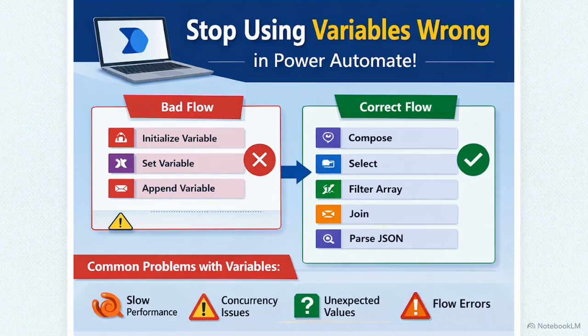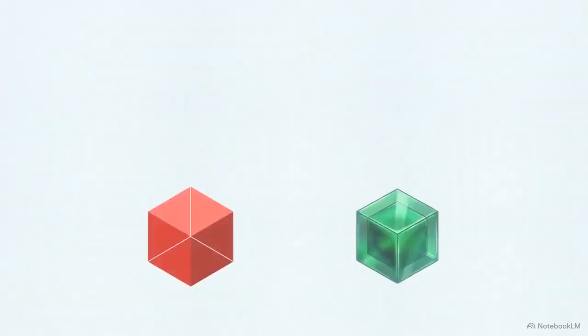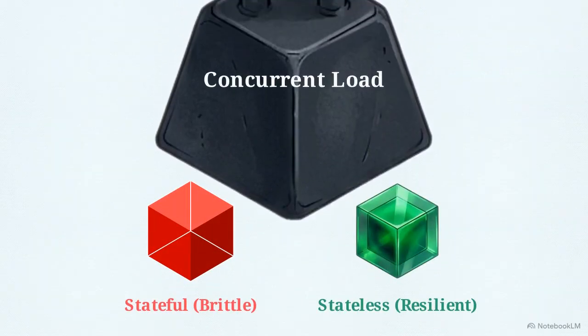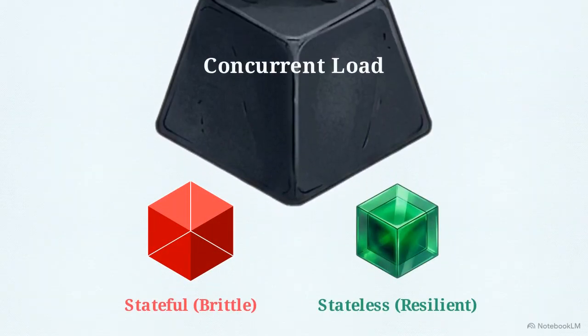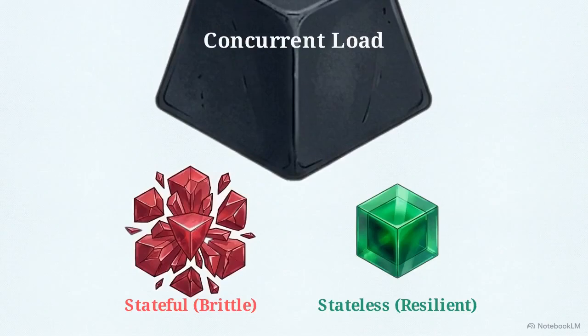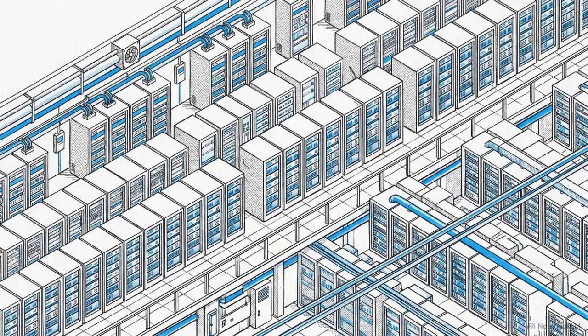The bad flow pattern is easy to recognize. It relies on initializing a variable, setting it, and appending to it inside a loop. The correct flow pattern replaces those steps with native data operations like compose, select, and filter array. To understand the value of the green block, we first have to see exactly why the red pattern fails under a concurrent load. Making this transition is what allows a flow to scale predictably in a professional production environment.